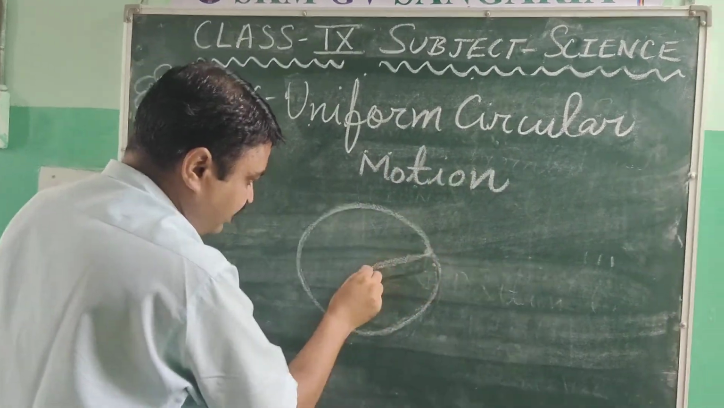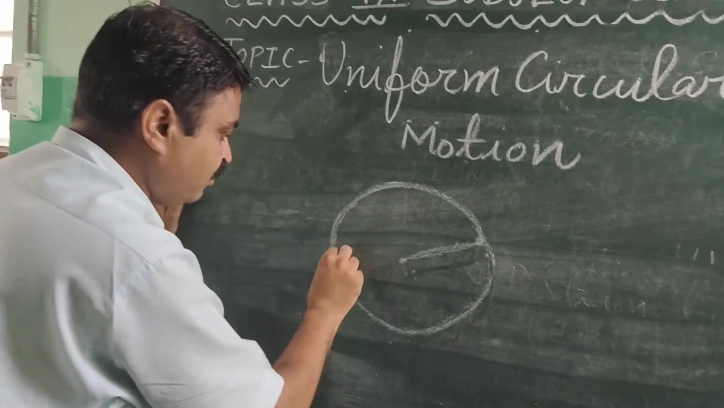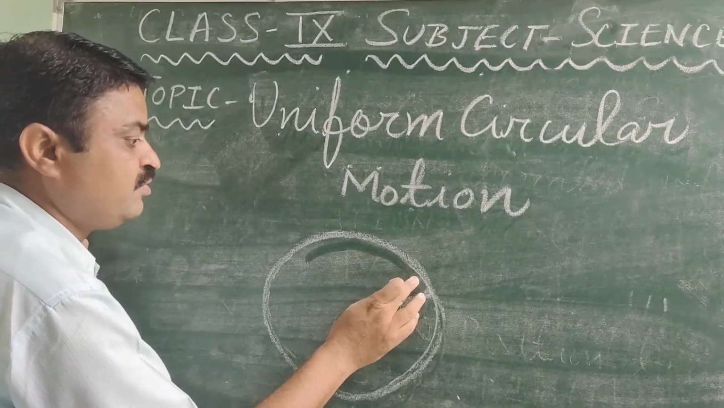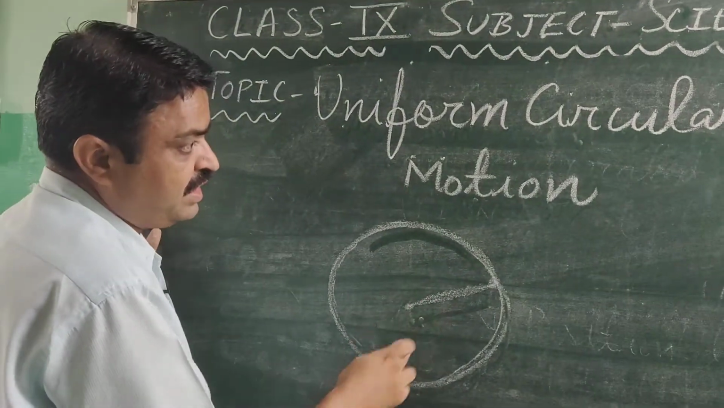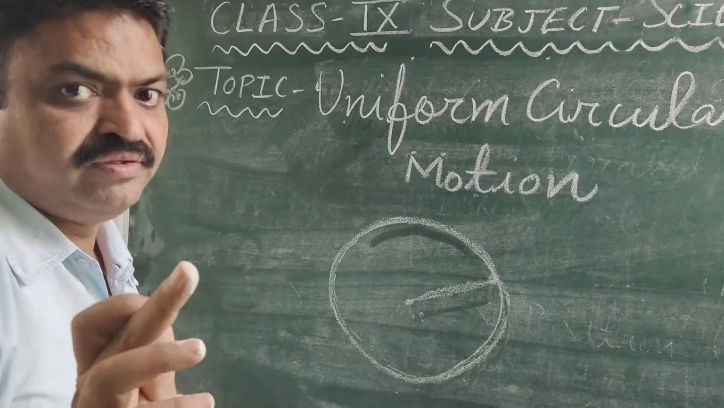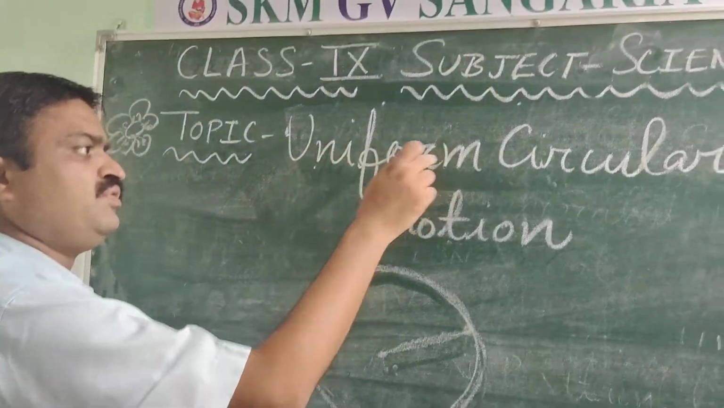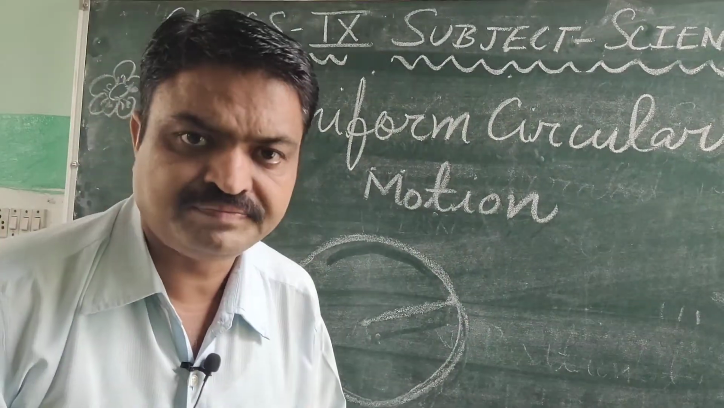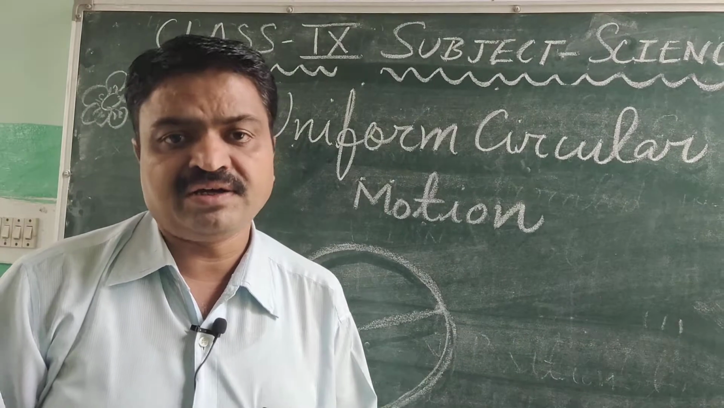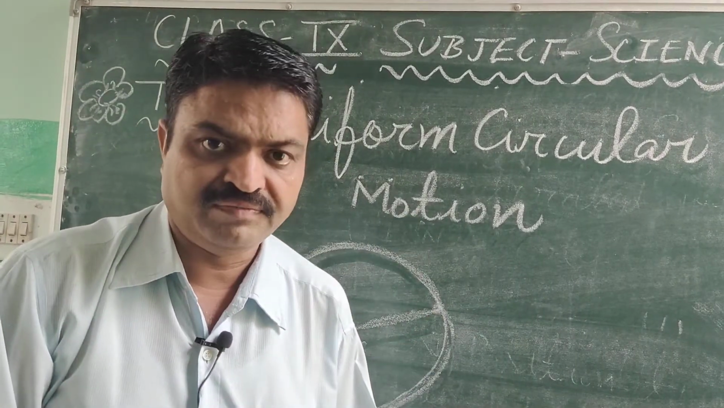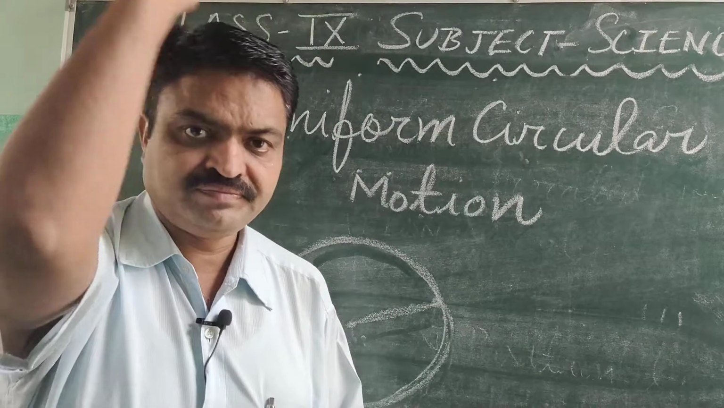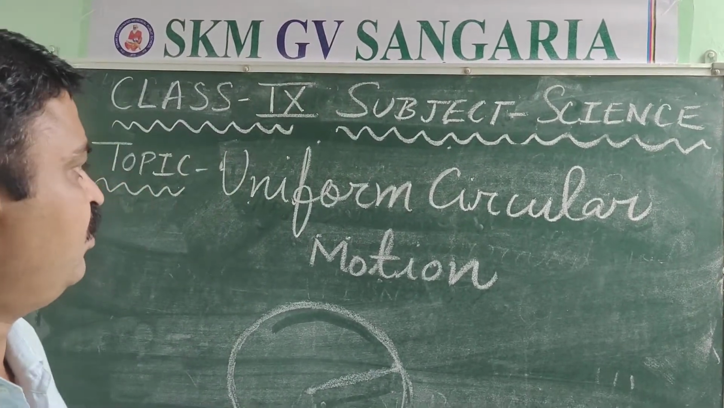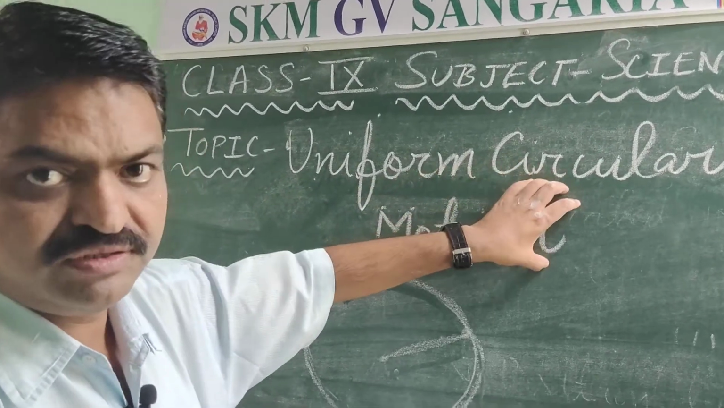It means the object covers the path of the circular track. Like an athlete moves on a circular track. There is an example of uniform circular motion: you can take one thread, and with that thread you can tie one chalk or one stone. When you rotate that like this, then that is an example of uniform circular motion.